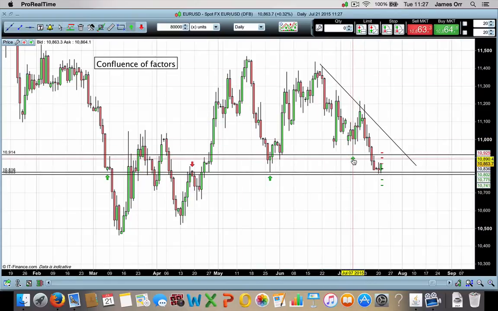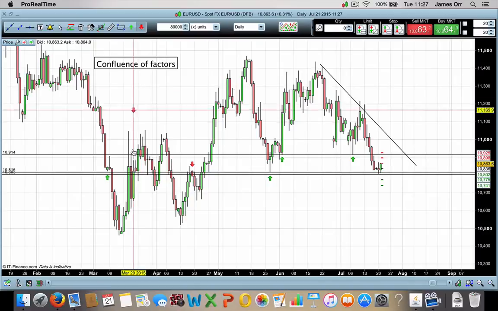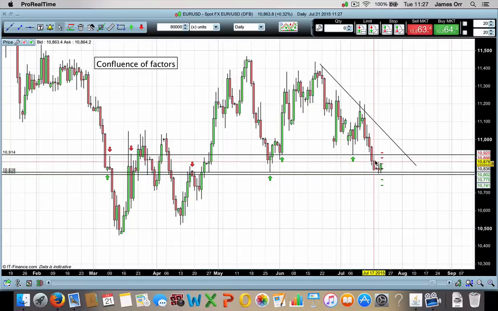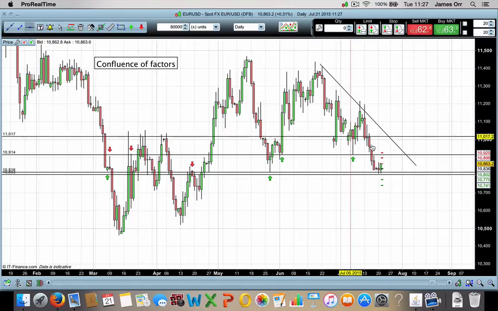This is a nice zone. You can see it's bounced off of here. It's bounced off of here. You've got these tails over here which are lining up with it. You can also see this tail right here, which was 3 days ago, has pushed up and then rejected off of it. So again, I'm looking for a pivot point that lines up with this.